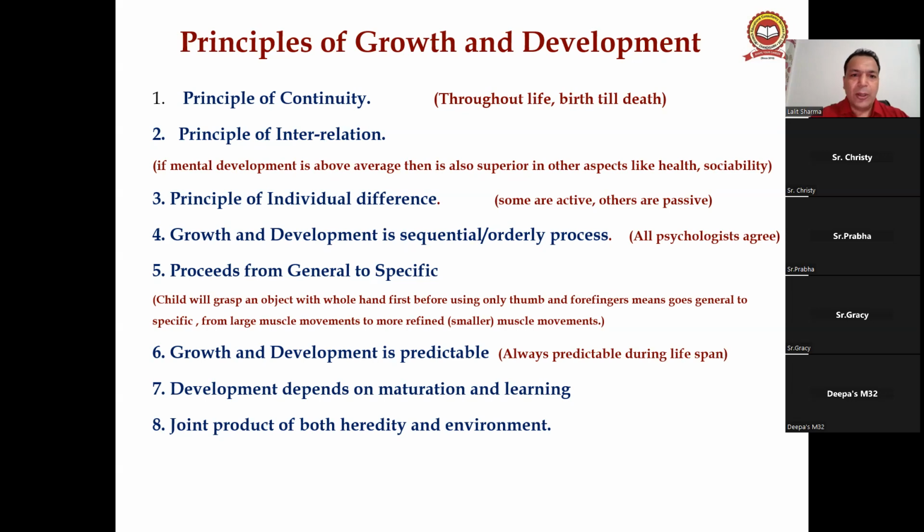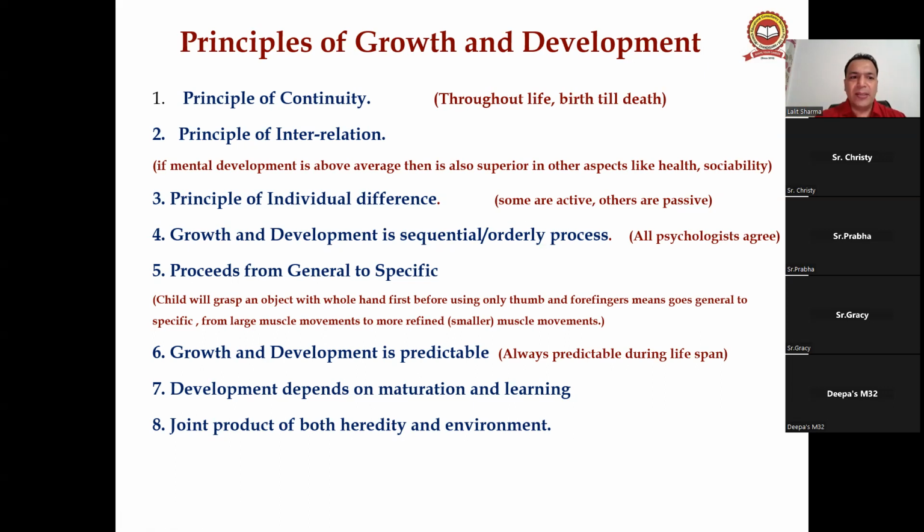Now, fourth, growth and development is a sequential process. All psychologists agree on that point. It is sequential or orderly. Suppose when the baby is born, around 9 or 10 months, he starts walking, right? Some babies start 1 month later or 1 month earlier. But it can't be that within 3 months the baby can start walking. So basically, in the majority, these are sequential. All psychologists agree on this point.